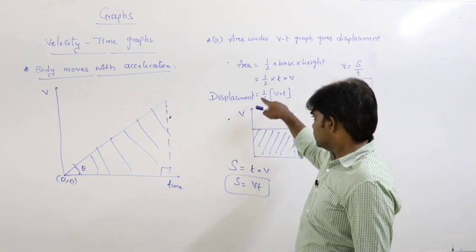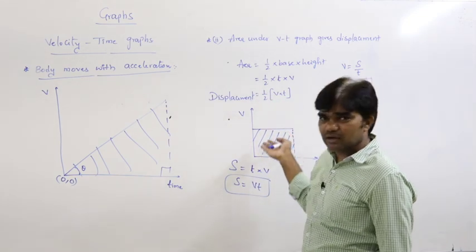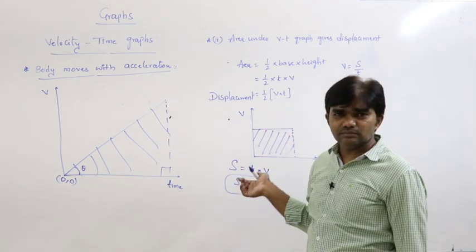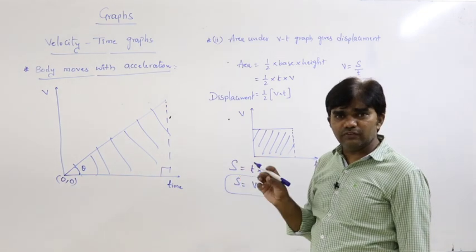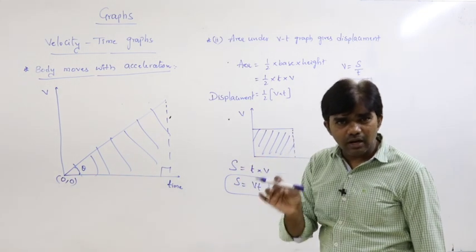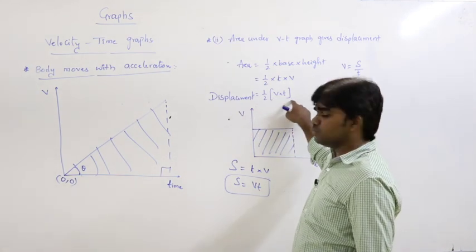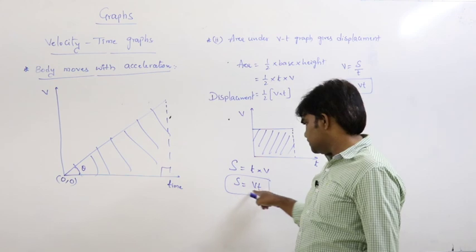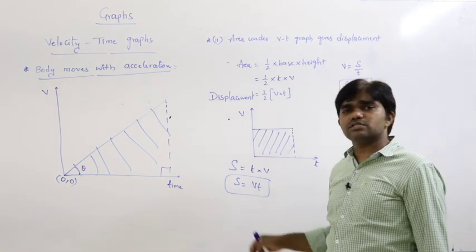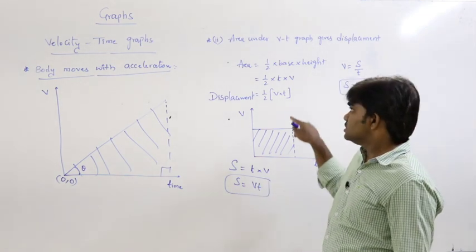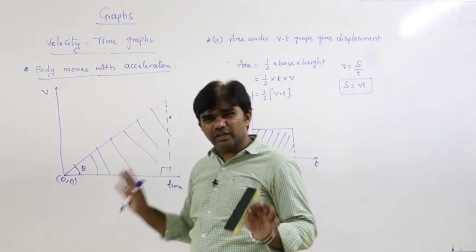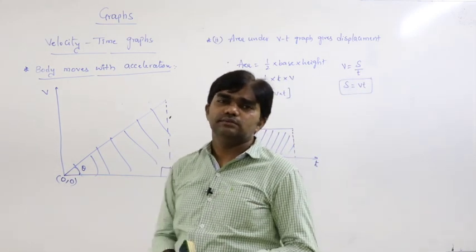So for our triangle, this is the formula. Half is a constant. Half doesn't have any unit or any dimension. So displacement is equal to velocity into time. This is the second condition, and these two are very, very important.